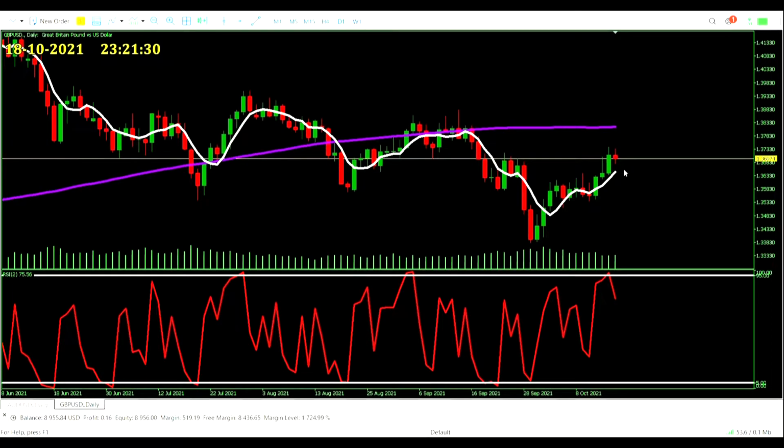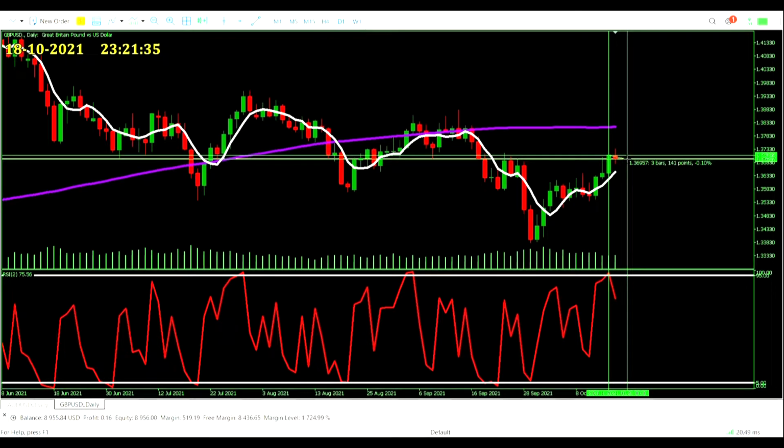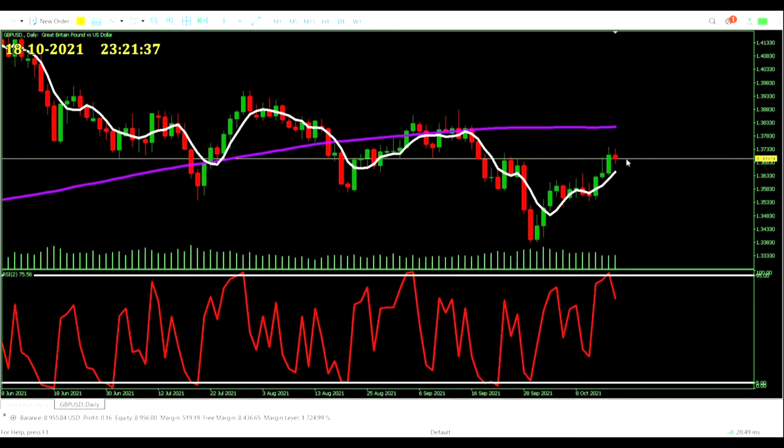On the Great British Pound US dollar chart, if you'd taken that sell signal on Friday, at the moment, yeah, you'd be a touch in profit, maybe about 13-14 pips or so.